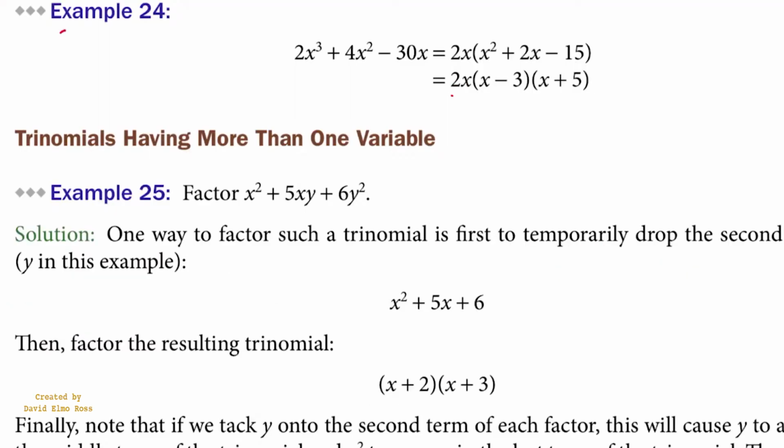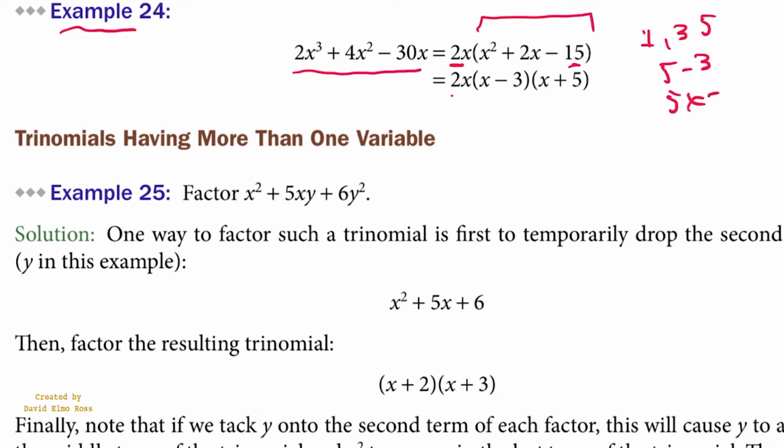Now example 24 has 2x cubed plus 4x squared minus 30x, and if we take out a common factor of 2x, we can find a polynomial here with a 1 as our coefficient. And again, we take the 15 and write the factors of 15: 1, 3, and 5. We have to have something that gives us 2, which is 5 subtract 3, and we have to have something that gives us minus 15, which is 5 times minus 3. So that's why we have x minus 3 here and x plus 5 here, and that is our final solution here.